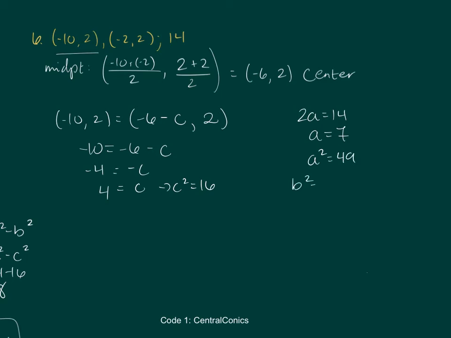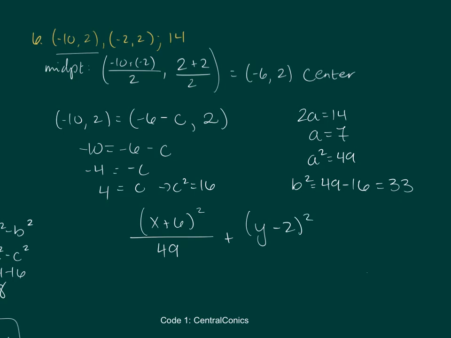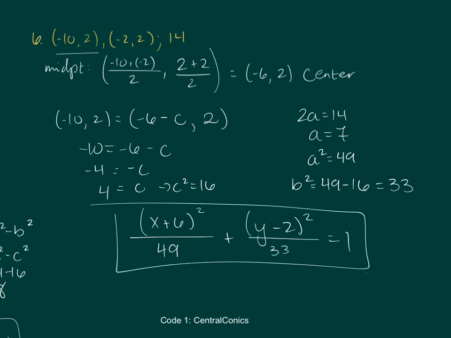This means, from the equation we used in the previous problem, that b squared is equal to 49 minus 16, which is 33. And so my equation is going to be (x + 6) quantity squared over 49. My horizontal axis is my major axis, so that means the larger denominator goes underneath, plus (y - 2) squared over 33 equals 1. And we're finished.